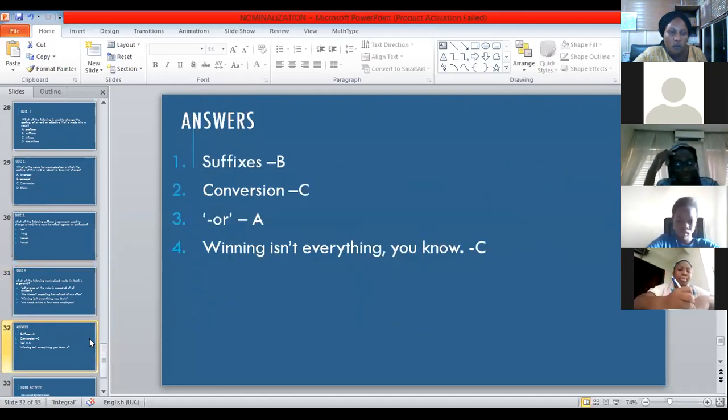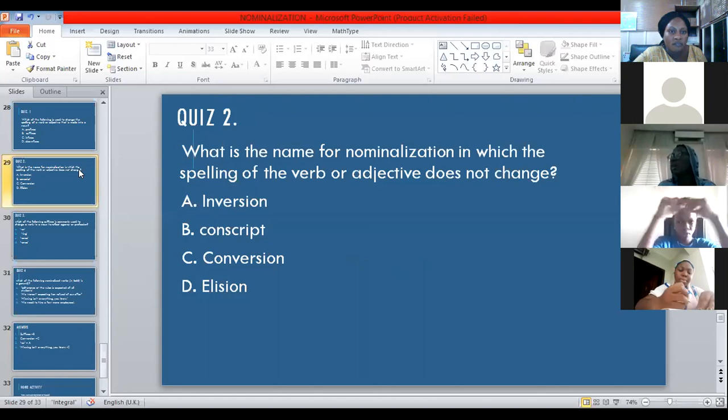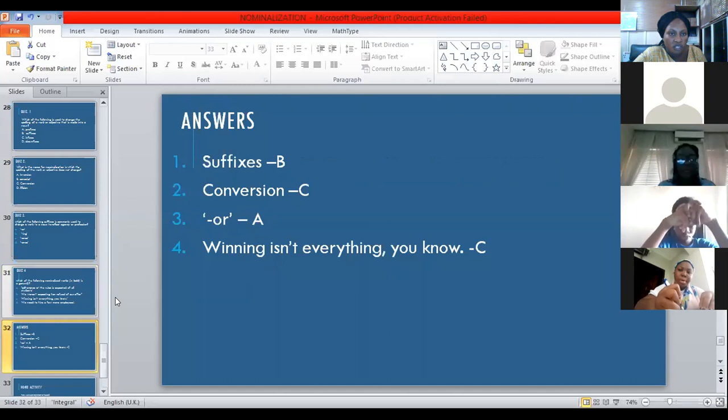Now look at the answers. The answer to question 1 is suffixes. That is what we add to verbs and adjectives to make them into nouns. Number 2 is conversion, the process in which the spelling of a verb or adjective does not change. Number 3 is option A. And number 4, winning isn't everything. The word there which is a gerund is winning. The word is win, and -ing has been added to make it a gerund.